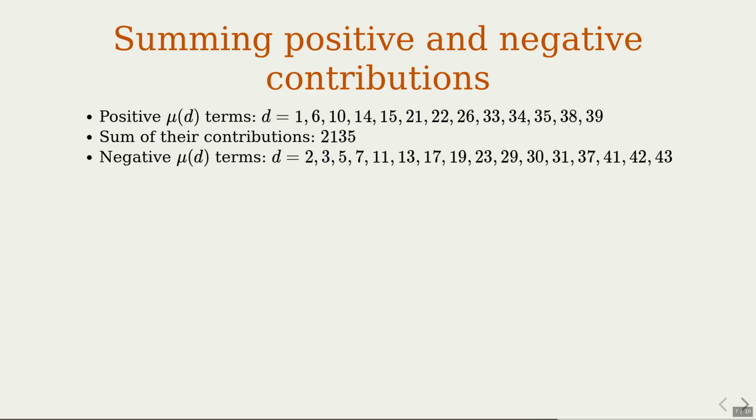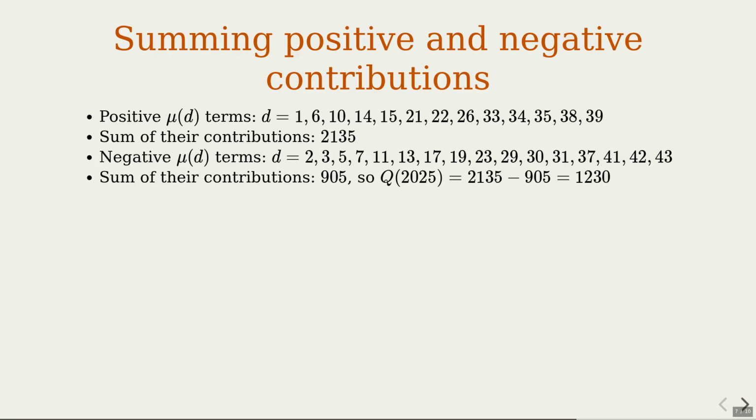2,135. These are the d values with Möbius equal to -1, including both primes and the composite numbers 30 and 42. Their contributions are negative, and adding them gives 905 in magnitude. So subtracting that from the positive subtotal yields Q of 2025 equal to 1,230. We now have an exact count of how many squarefree numbers lie between 1 and 2025.